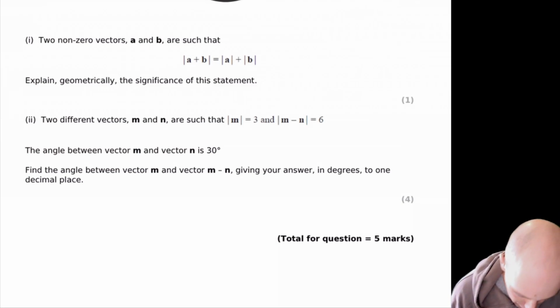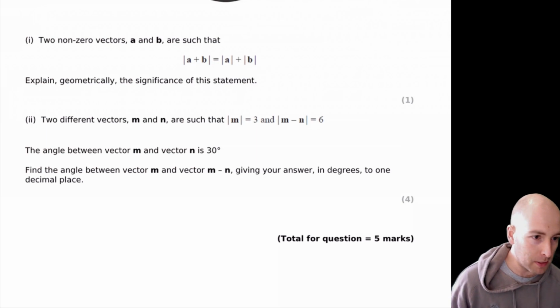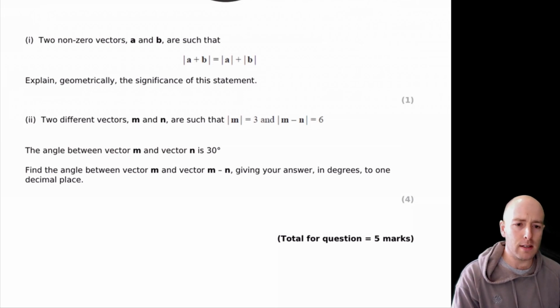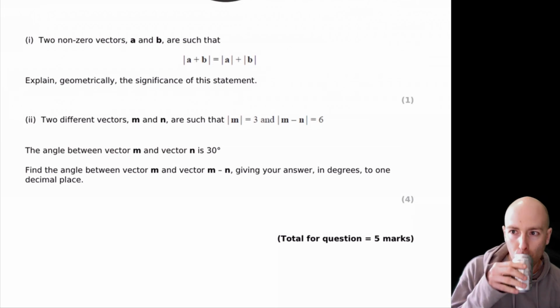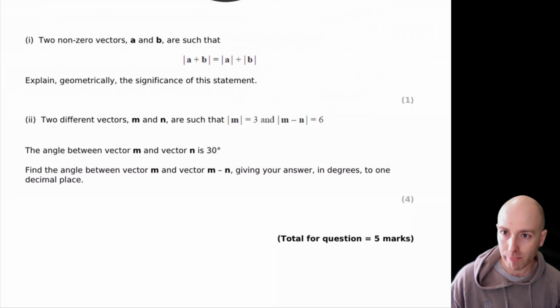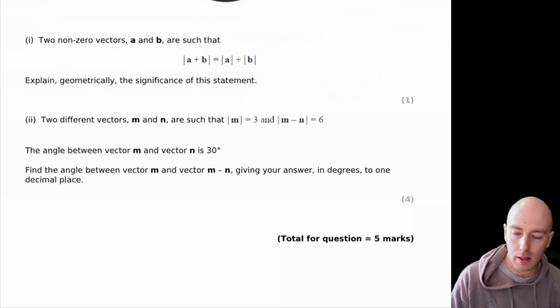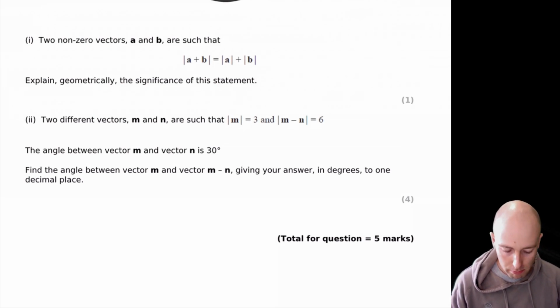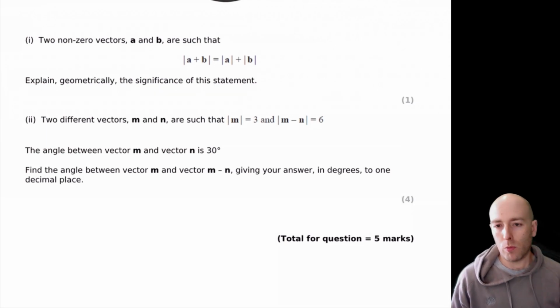Cool. All right. Okay, geometrically, what does it mean? No one's commented. What does it mean if the magnitude of A plus B is the same as the magnitude of A plus the magnitude of B? Any others? All right, we'll come back to that. Have a think. I'd like to see some things as to what you guys reckon.